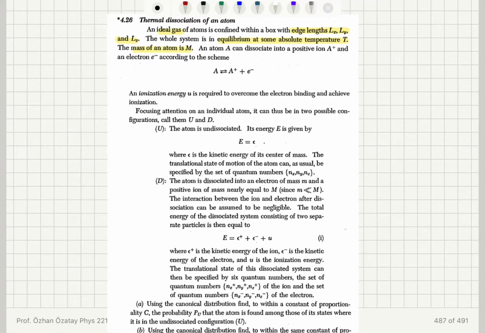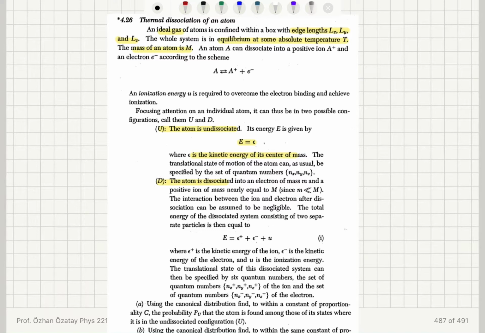An atom can dissociate into a positive ion A+ and an electron e- according to the scheme A → A+ + e-. An ionization energy U is required to overcome the electron binding and achieve ionization. Focusing attention on an individual atom, it can thus be in two possible configurations. Call them U, undissociated, and D, dissociated. Its energy is epsilon, where epsilon is the kinetic energy of its center of mass.